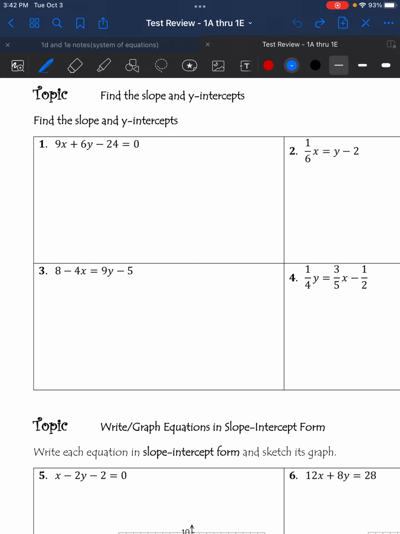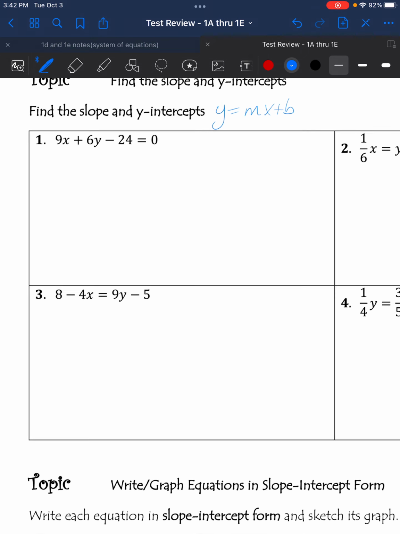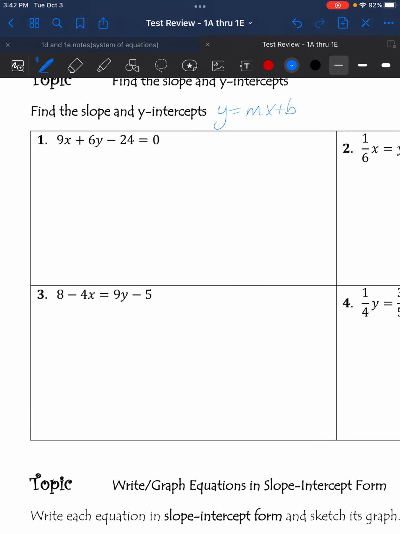So number 1, find the slope and y-intercept. To do that, I'm going to have to have y equals mx plus b. I've got to get these equations into y equals mx plus b, so I need to solve for y. Anytime you're moving a term, you're only adding and subtracting, and you're moving them from one side of the equation, the equal sign, to the other.